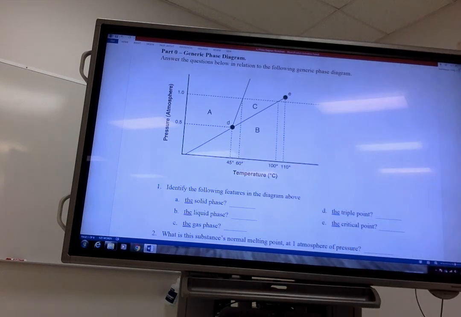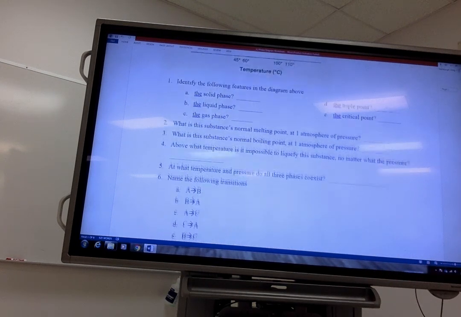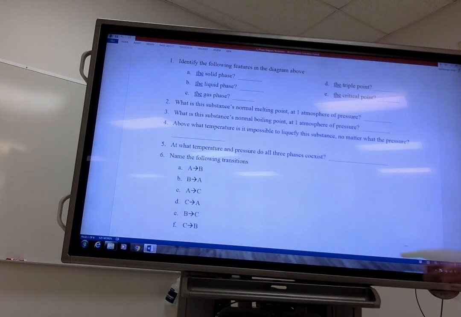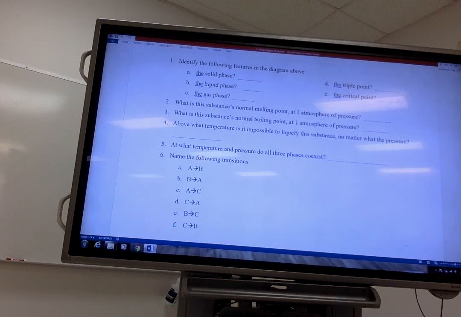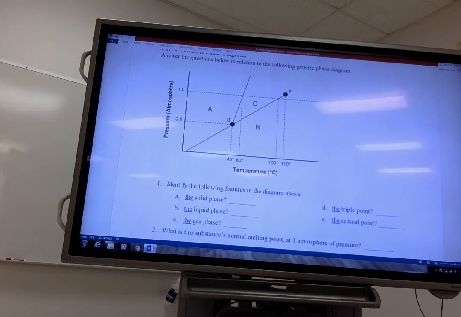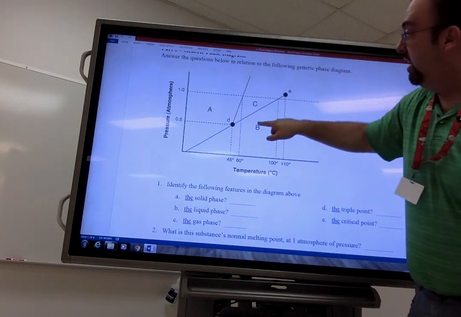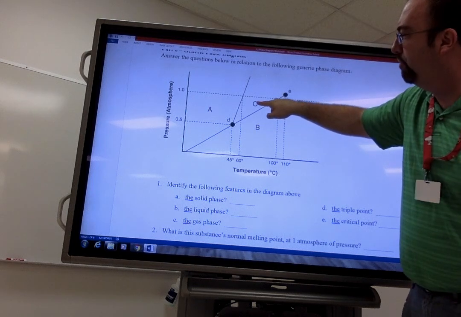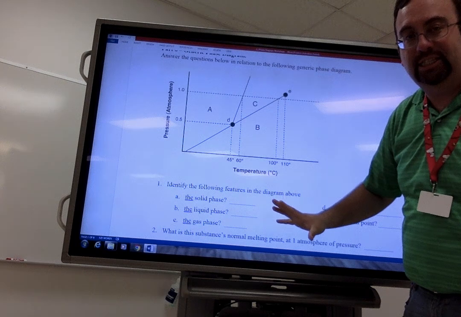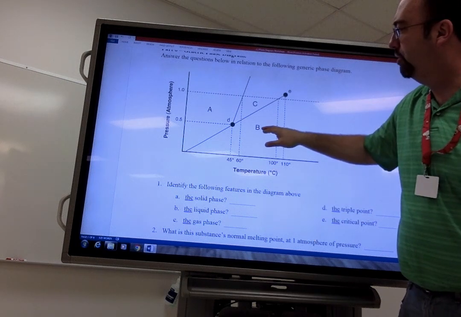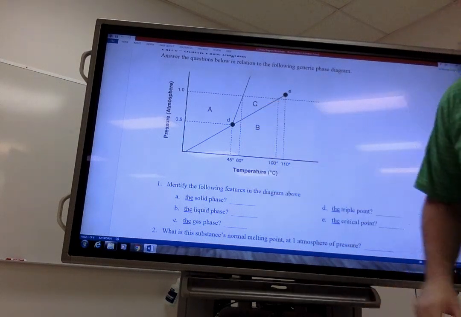All right. Part E, we're going from B to C. And so if we look up here, notice that we're going from the gas phase up to the liquid phase. And so we refer to this as condensation. And so that's going to be condensation.